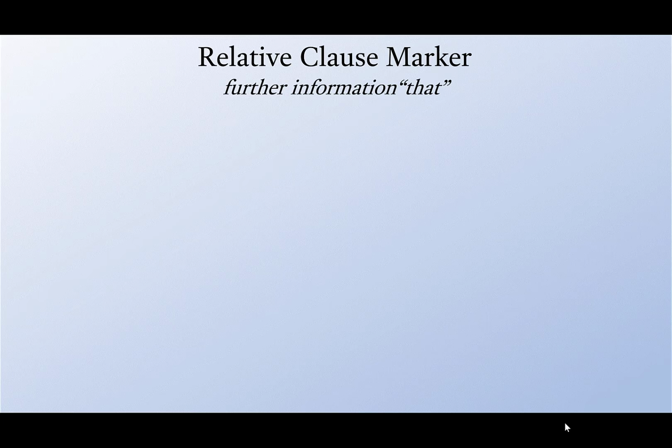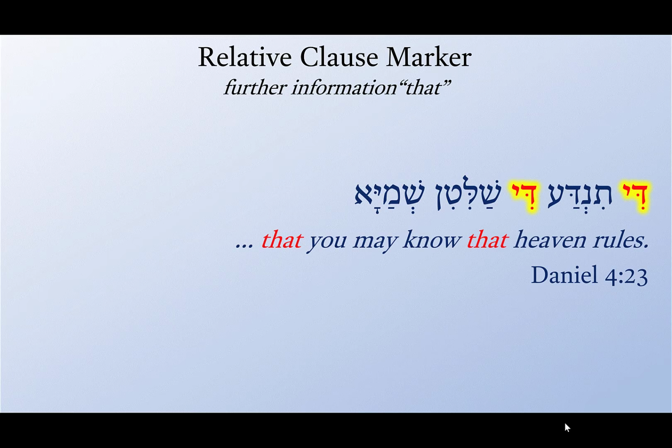We've already seen in Part 2 of Lesson 3 the use to provide further information. So this is di used twice in Daniel 4:23. That, you may know, that heaven rules. So further information is supplied after each use of di. So this is very much like, as we have said, the Biblical Hebrew ki, where it's the kaf hirik yod particle. Next, another use of di.